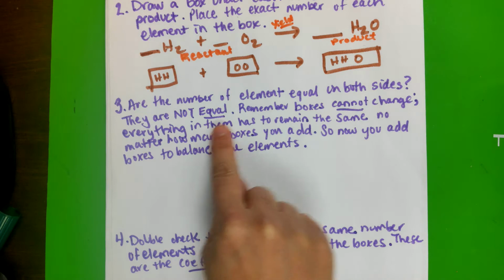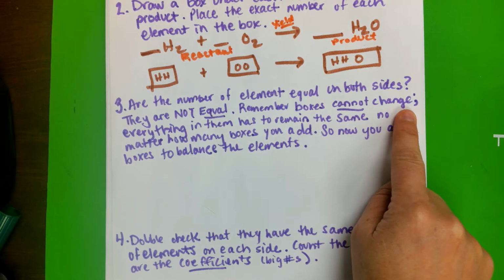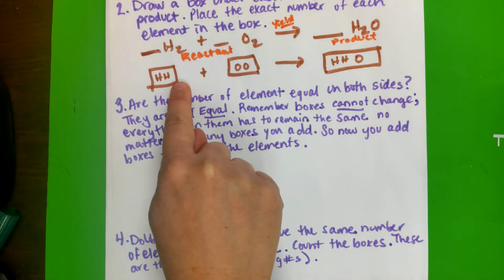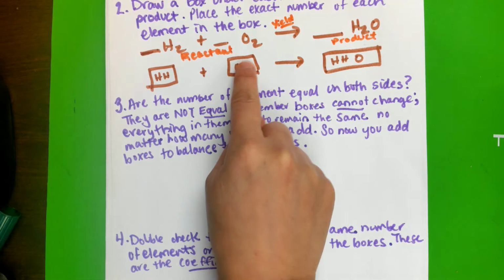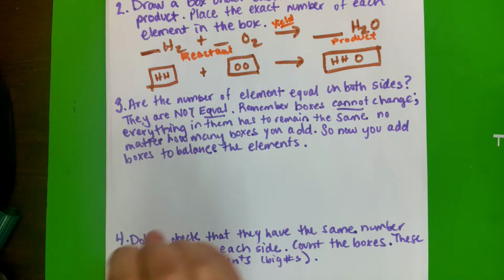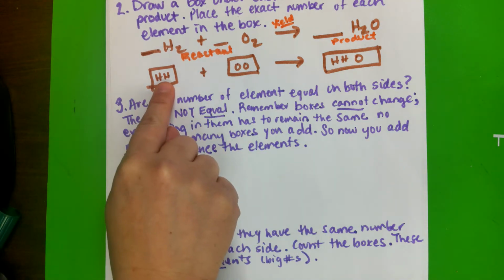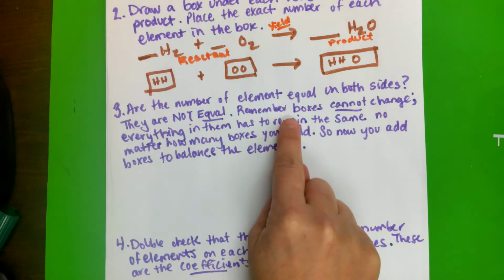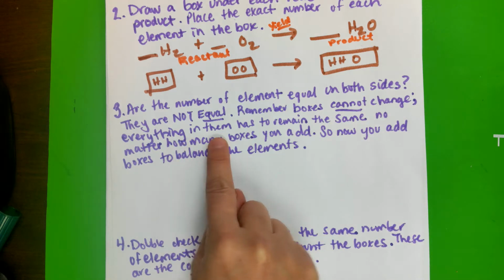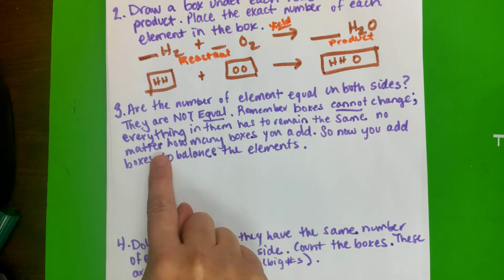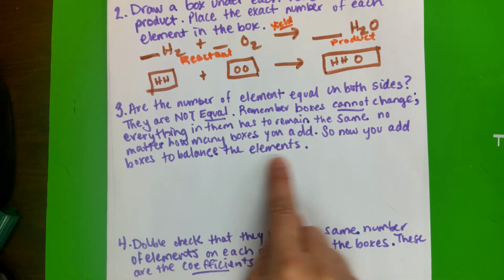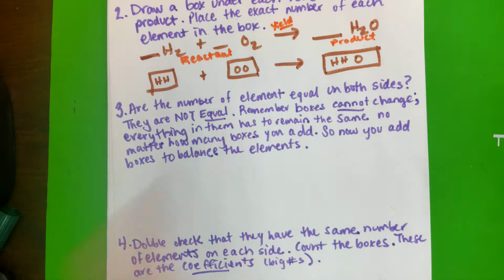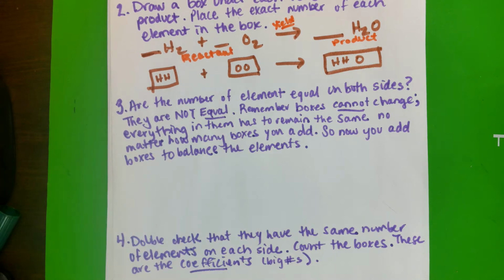They're not equal. So remember, boxes cannot change, okay? H2 is always going to have 2 H's, O2 always 2 O's. So if you're going to add stuff, you're going to add boxes, but each box has to look the way it looks. So remember, boxes cannot change. Everything in them has to remain the same no matter how many boxes you add. So now you add boxes to balance the elements. So now I'm going to rewrite all this stuff.